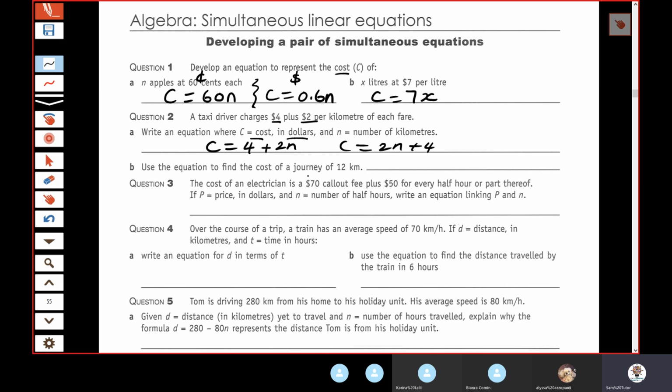Use the equation to find the cost of a journey of 12 kilometers. So that means you know n is 12. So what are you going to write? C equals 2 times 12 plus 4. And then that's what, 24. 24 plus 4. It costs $28. Do you get that, Karina?